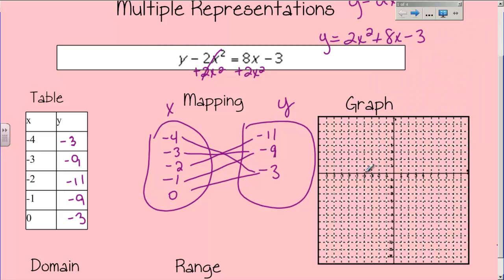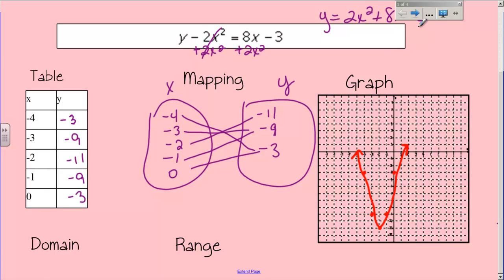So I have -4, -3. And then I have -2, -11. And then I have -1, -9. And I have 0, -3. So I have this pretty little parabola right here that looks just like this. It wasn't a very smooth curve, but you get the idea. So you have the pretty parabola.